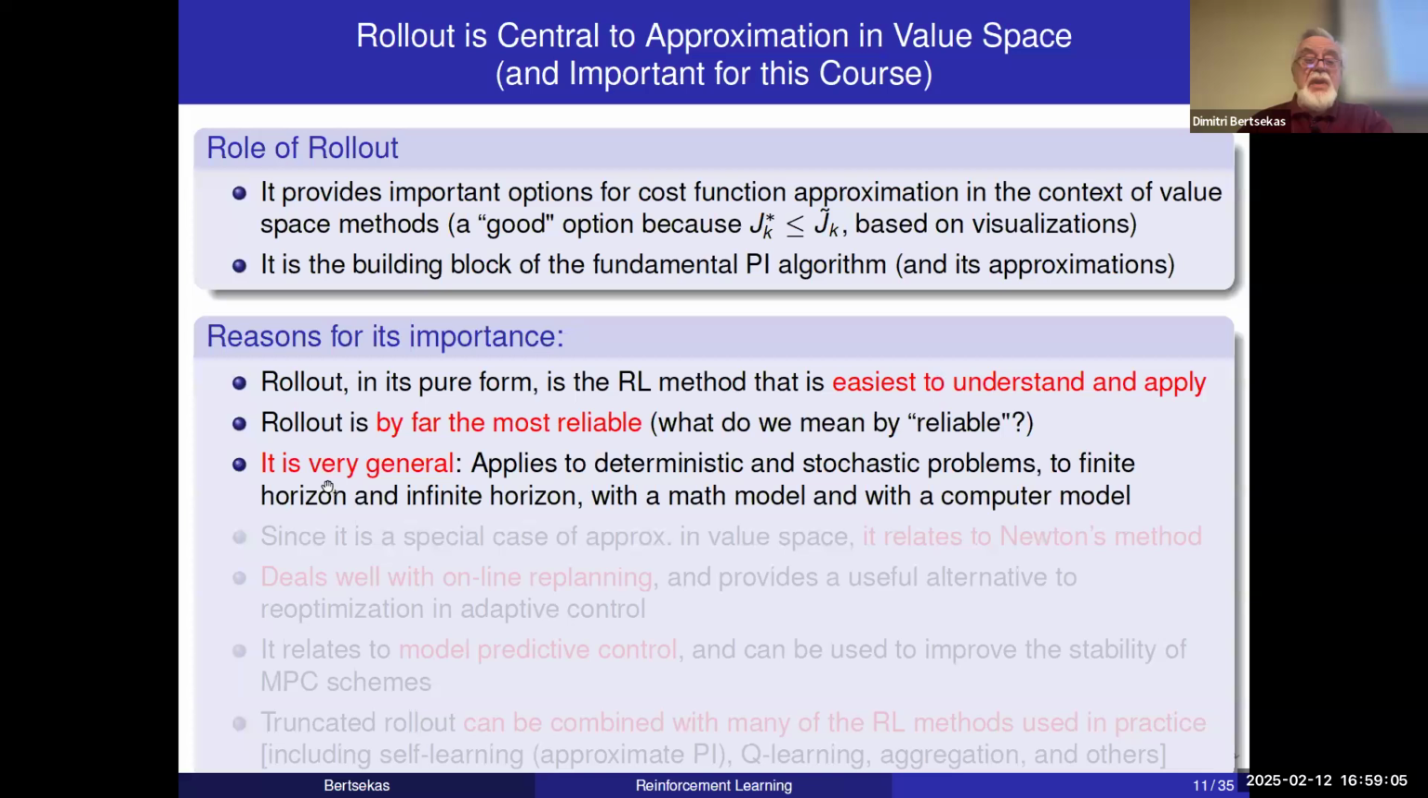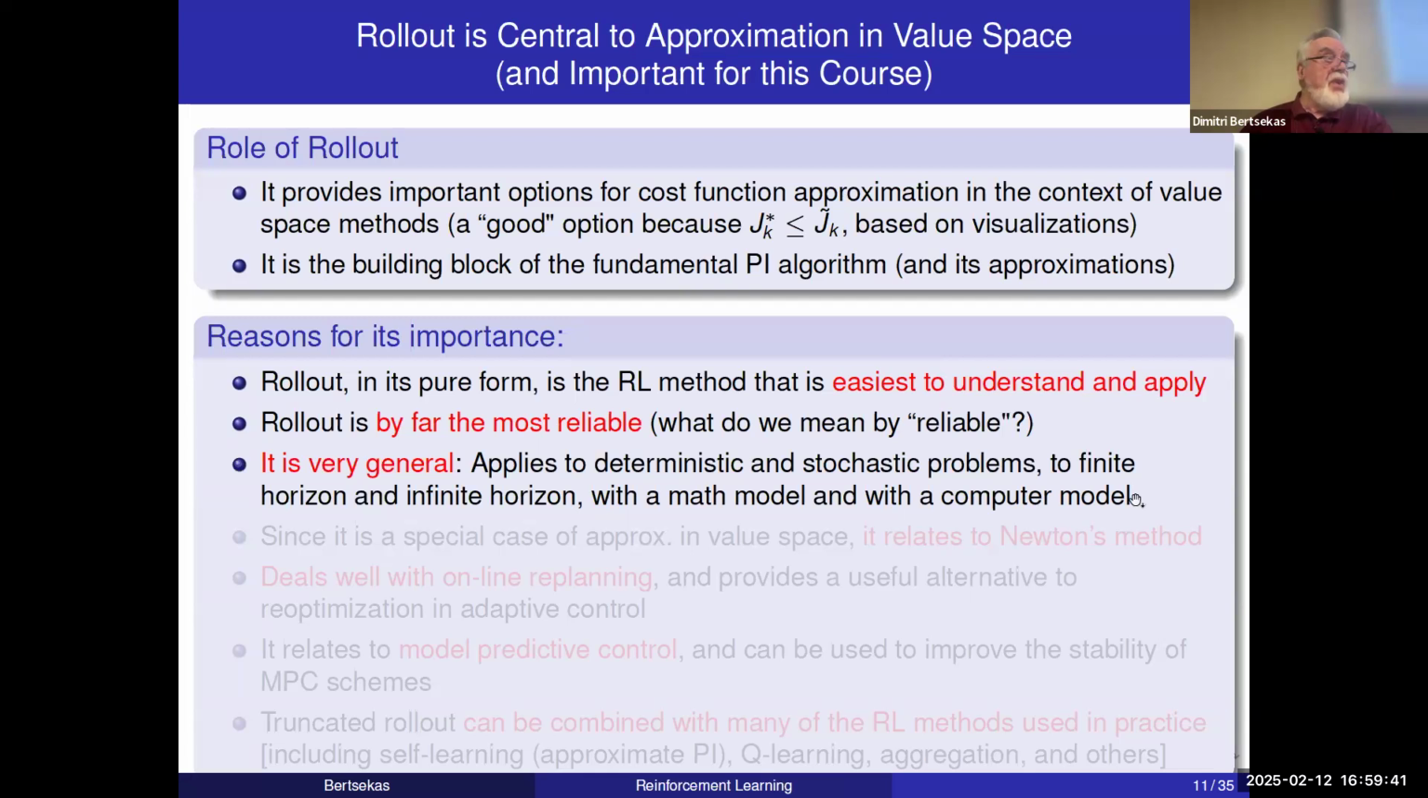Another thing about rollout is that it's very general. It applies to deterministic problems, to stochastic problems, finite horizon problems, infinite horizon problems, with a mathematical model or with a computer model instead of a mathematical model. Instead of equations, you have a computer model, a simulator. There's always a model, okay? Don't forget that. There's always a model which is perhaps hidden inside a computer. And rollout will work both with equations as well as with a computer model.